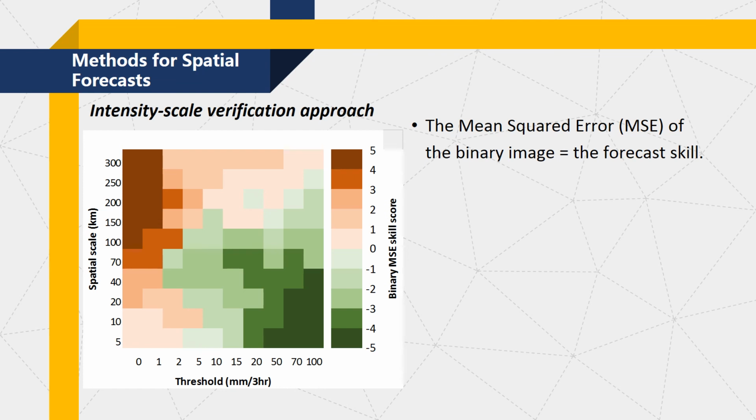The intensity scale verification approach is a further improvement of the categorical binary verification approach. The previous method provides information related to forecast scale for different variable intensities, which then includes forecast scale for various spatial scales as well.